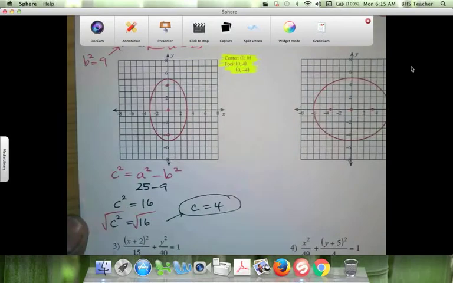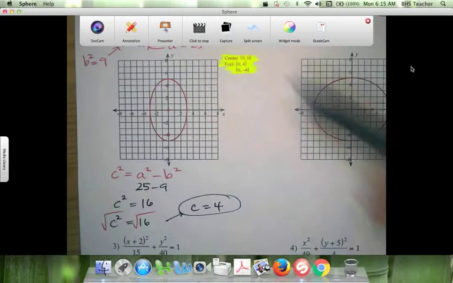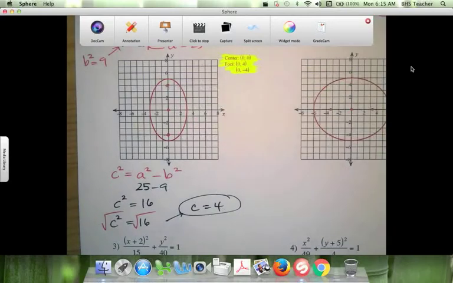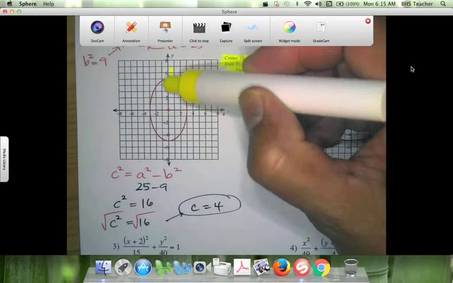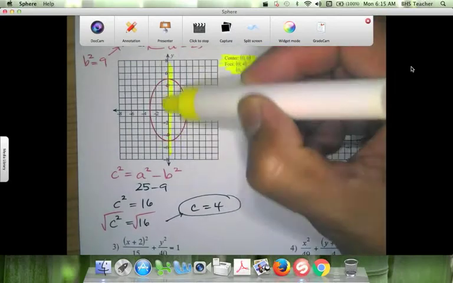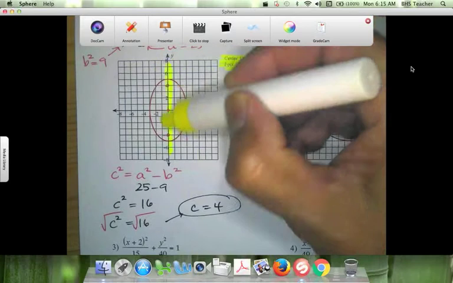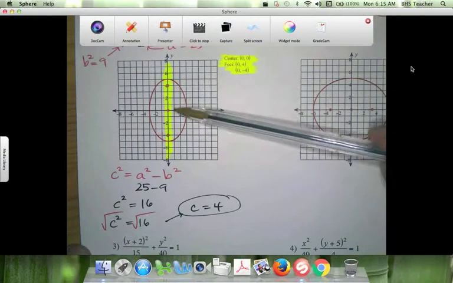This c value is the distance from the center. When the center is 0, 0, it's easy. Now remember, there's only two focal points, and they're on the major axis. The major axis is the longer part of the ellipse. It's on this longer part, right? Now again, this worksheet already has them there. They're already plotted.